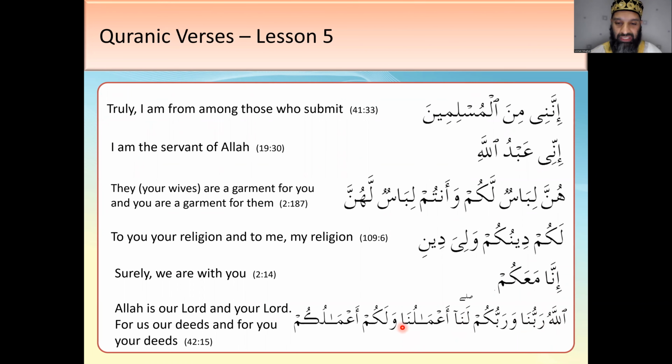A'maluna. A'mal is deeds, right? So what's a'maluna mean? Our deeds. So for us, our deeds, wa lakum. Wa means and, lakum means for you all, yeah? For you all. A'malukum. Deeds, your deeds, yeah? Plural.